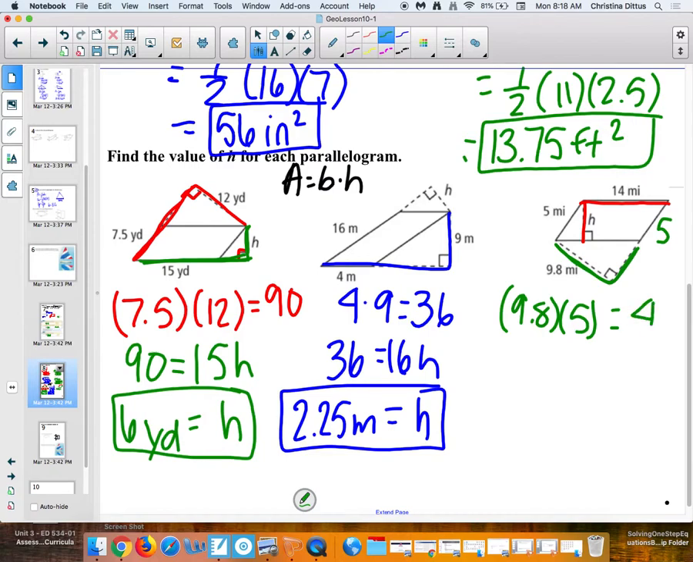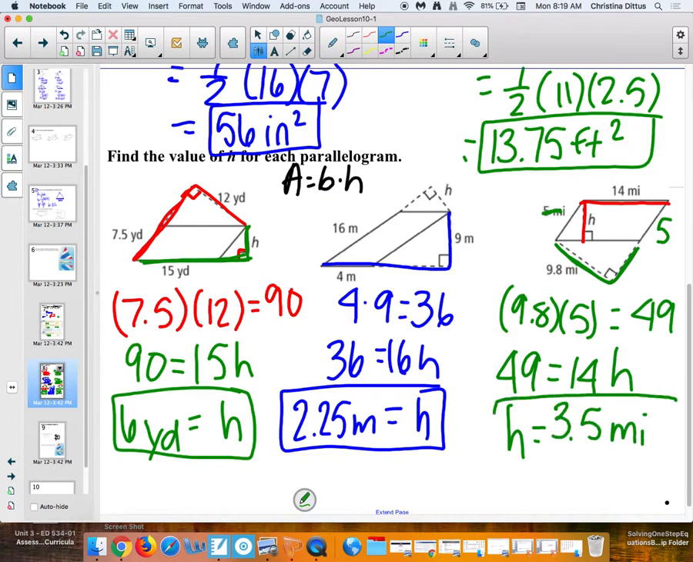And I get 49. And then what should I do with that 49? Equals 14h. 49 equals 14h. And h is 3.5. I'll put a label. Okay. How do you feel about that stuff? It's easy.